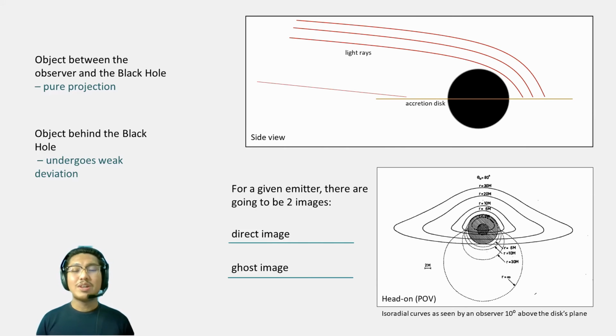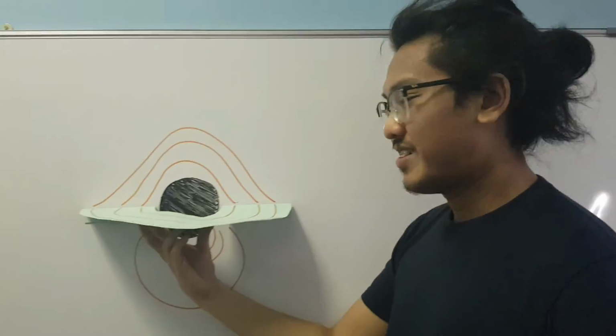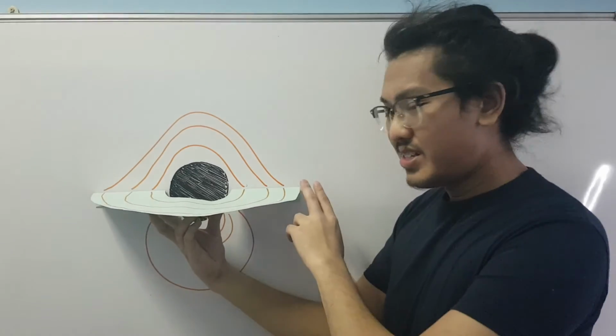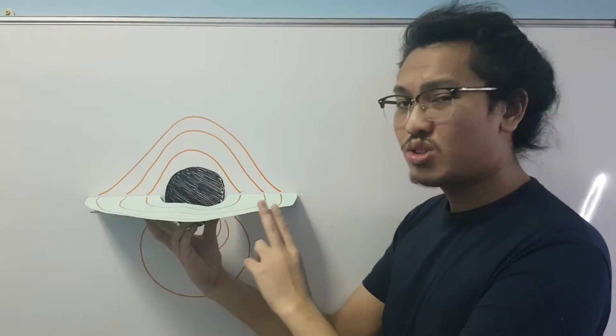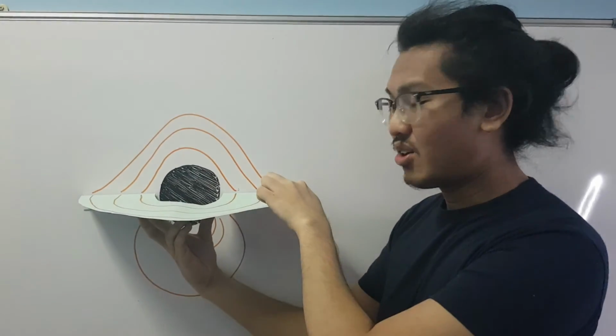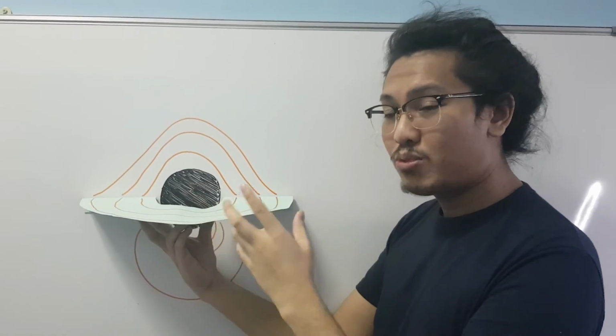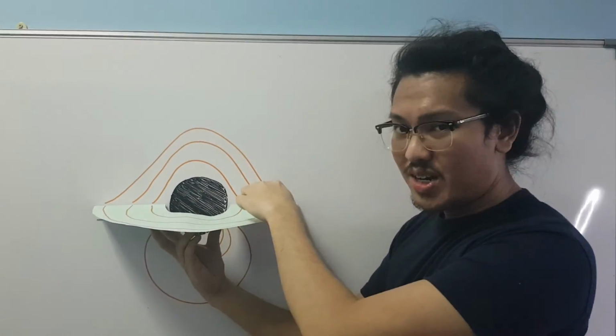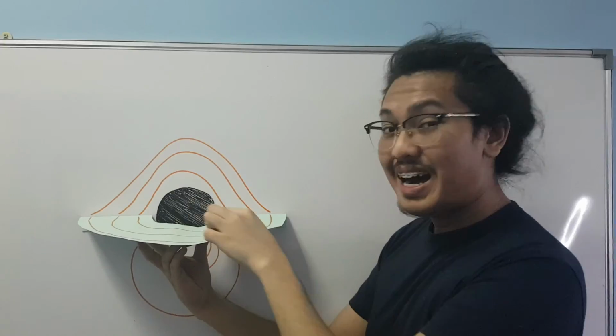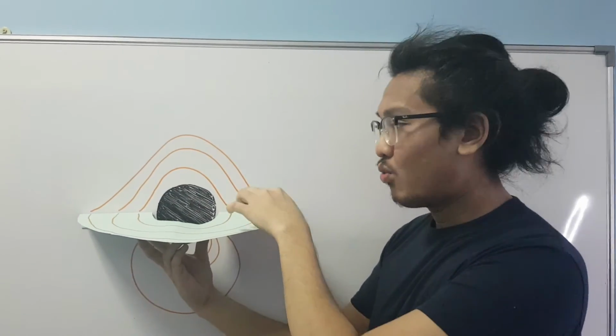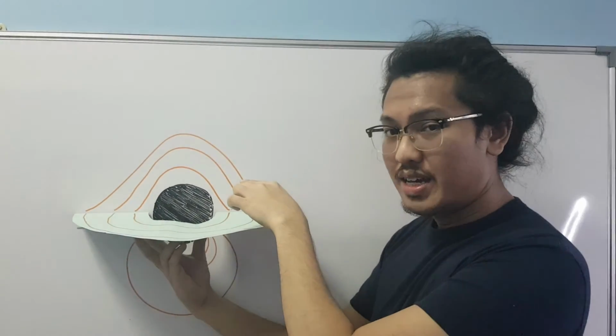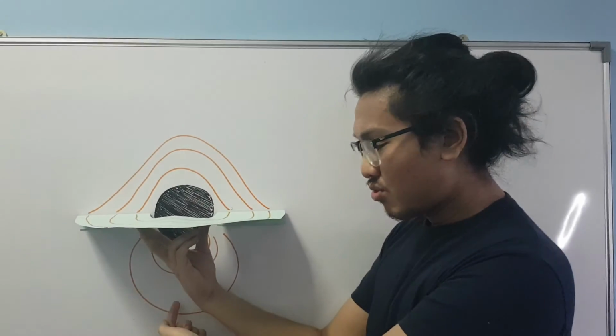Now, follow me for 1 second. As you can see from over here, this green is the equatorial plane, and the orange line over here is the pure projection, and the orange line on the whiteboard is from behind the black hole, of which the light ray is bent, and the light ray is also bent through the bottom.